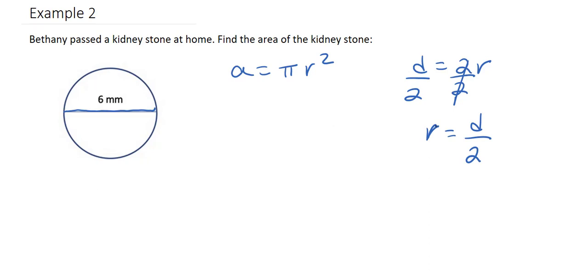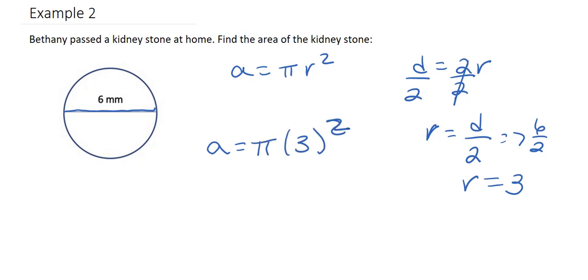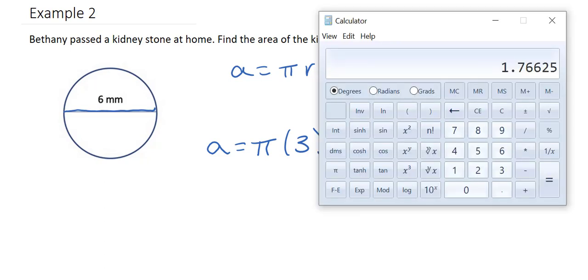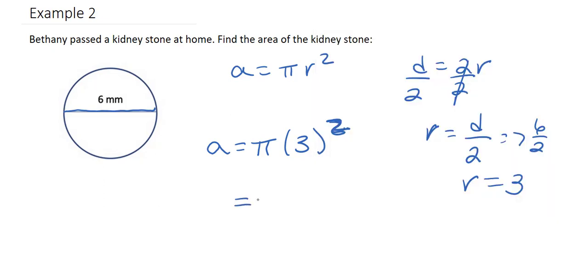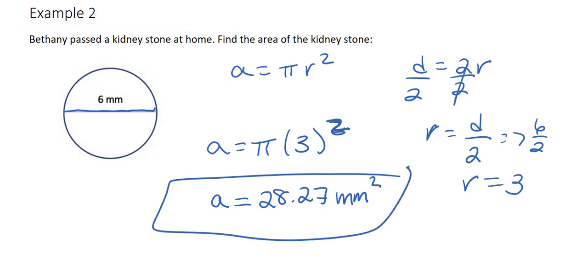So 6 divided by 2, that is equal to 3. So our radius is equal to 3. Now, this one's a little bit easier because 3 squared is equal to 9. Then we can go ahead and just multiply it times this pi, and we get 28.27. And this is milliliters squared. So that would be the area of this kidney stone.